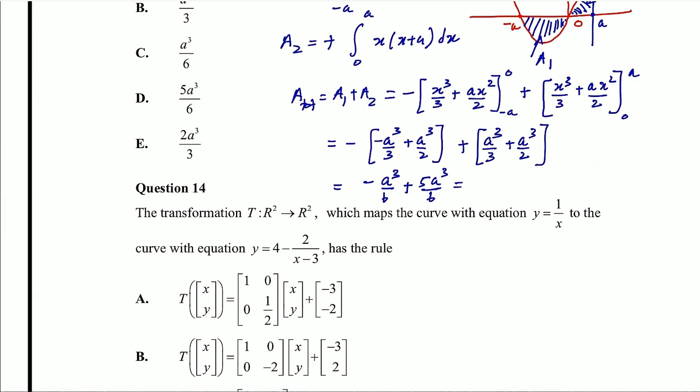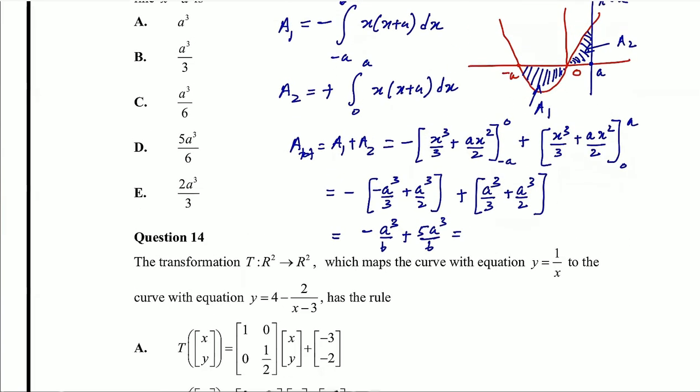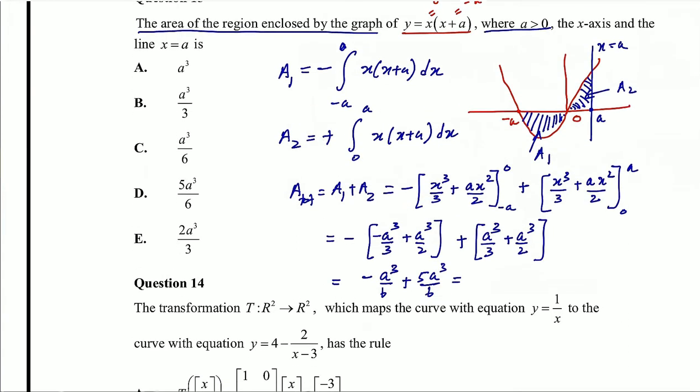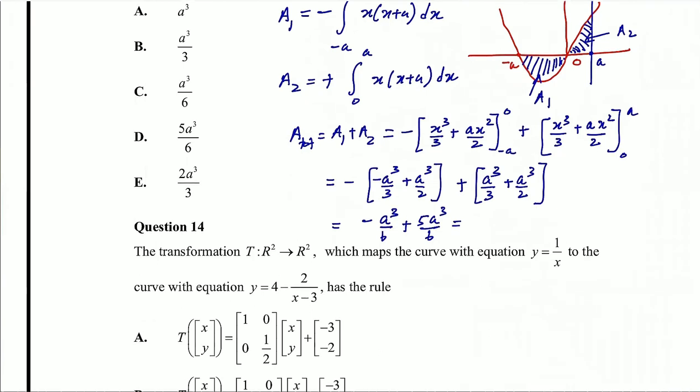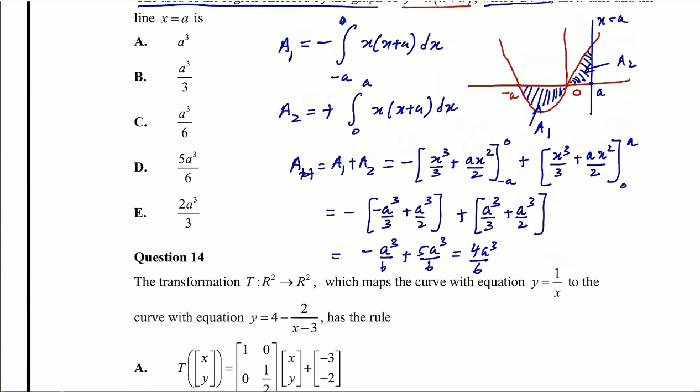So am I right or something happened? Let's see. X cubed, if you put X cubed there, yeah. Okay, so they're asking. So I'm getting here 4A cubed divided by 6. That answer is not there.